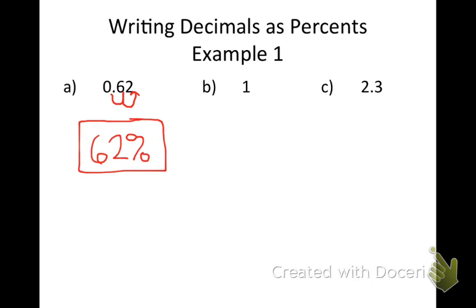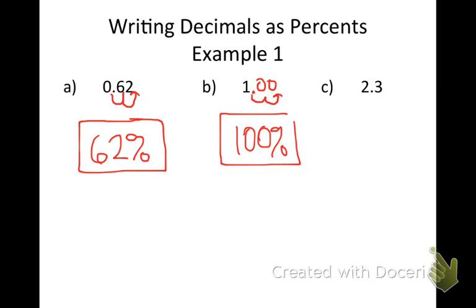If I have a whole number 1, what you'll need to remember is the decimal is located behind the 1. So if we move it 2 places to the right, I'll need to add 2 zeros, so we'll have 100%. 2.3. Move your decimal 2 places to the right. Add your 0. 230%.